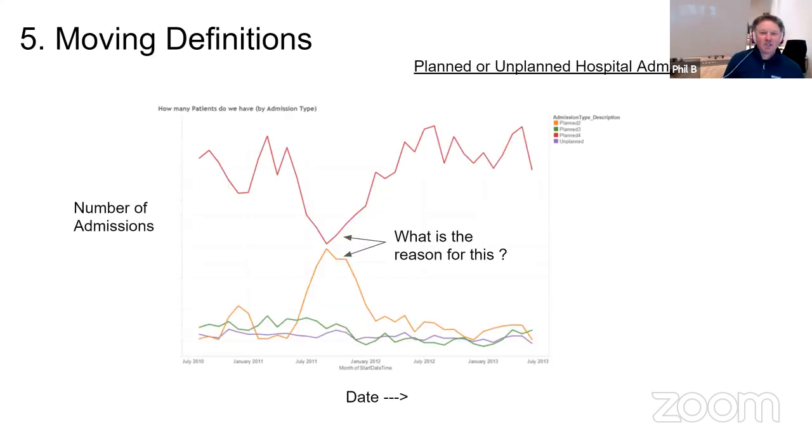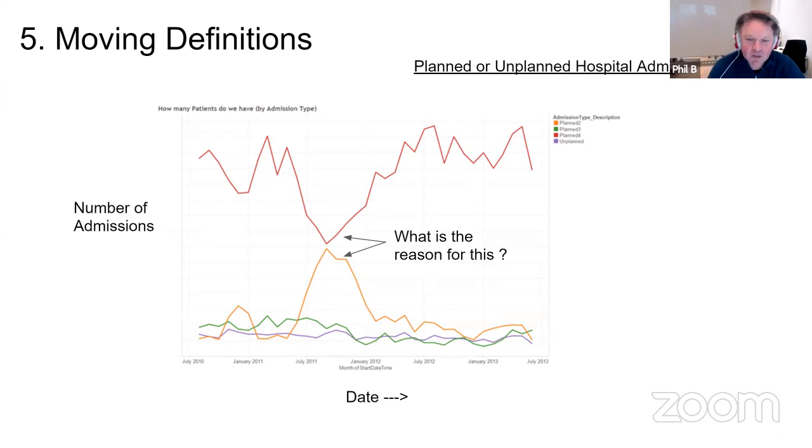Okay, another issue is moving definitions of things. So this is hospital data again. When you go to hospital, you can go for one of two reasons. It's either planned or unplanned. Like an unplanned admission, say you broke your leg, you just rocked up at the emergency department. A planned admission is when you've already been to hospital, and they'll say, come back in 3 weeks and we'll take your plaster off your leg and see you. And that's what's called a planned admission.